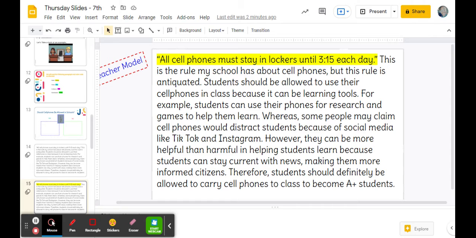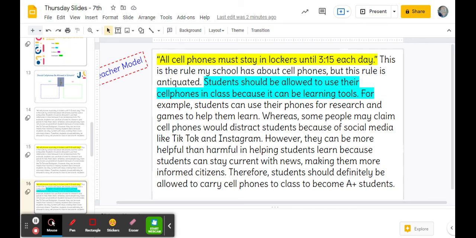So now let's try to figure out what the claim is. What is the author trying to claim or convince us to believe? Think about it for a second. If you guessed students should be allowed to use their cell phones in class because it can be learning tools, that is absolutely correct. So in this particular case, the author is claiming that students should be allowed to use their cell phones in class.